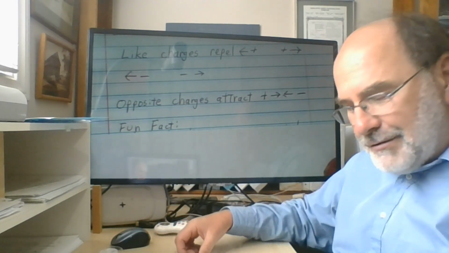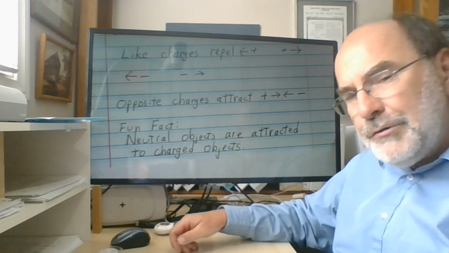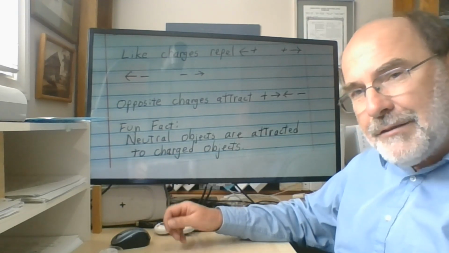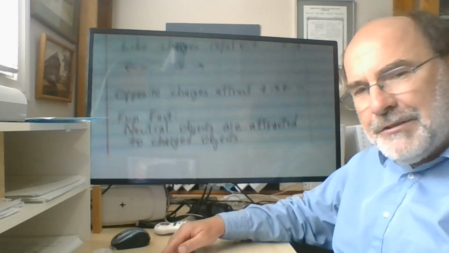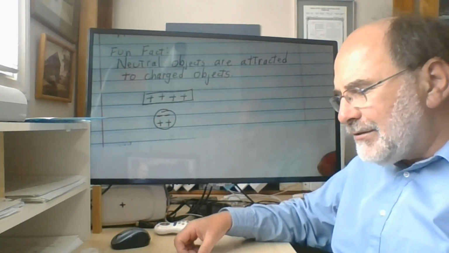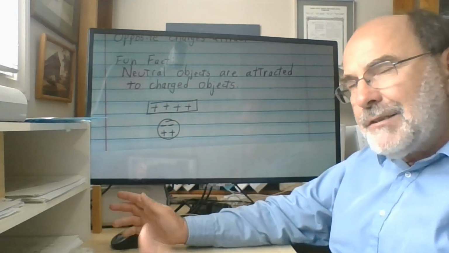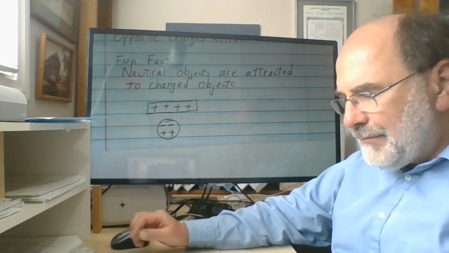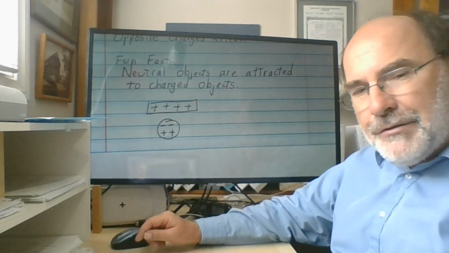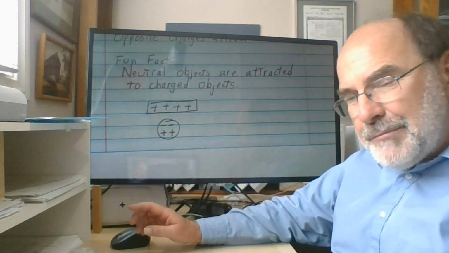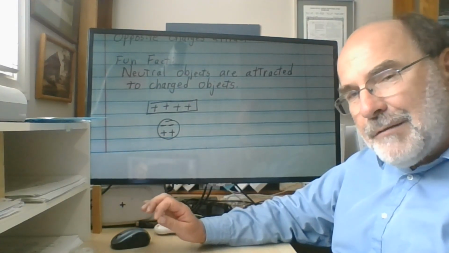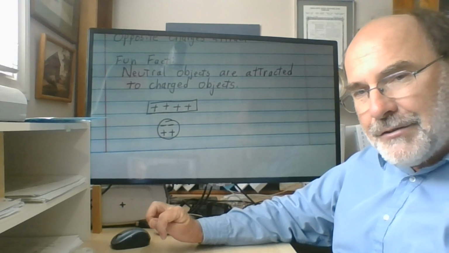So the answer is neutral objects are actually attracted to charged objects. And here's my excellent drawing trying to get you to believe me. So here I've drawn a positively charged rod, let's say, and below it in the circle is a neutral object. It's neutral because it has an equal number of positive charges and negative charges.